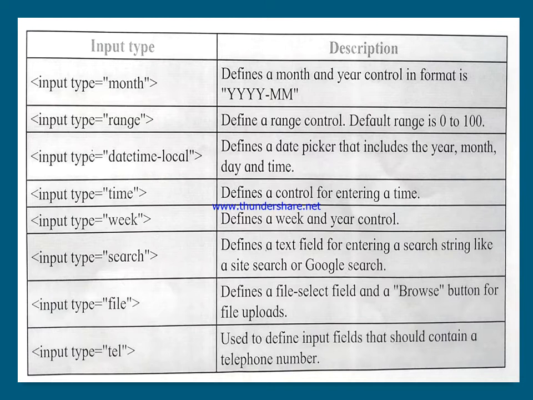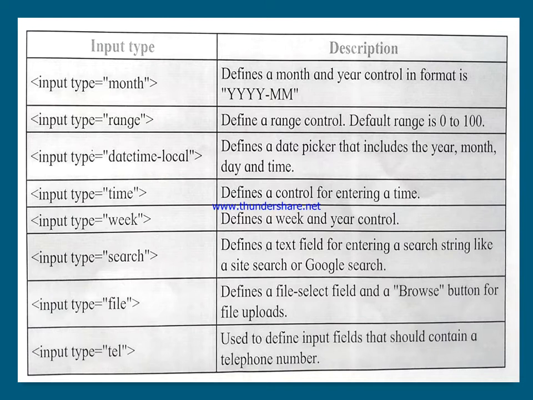Then input type equal to tel. So what is the meaning of this tel? Tel stands for telephone. If you want to provide the facility to the user to accept the telephone number in various formats, you can go for this tel element. That is, it is used to define an input field that should contain a telephone number. So these are some elements introduced in the 12th standard syllabus.